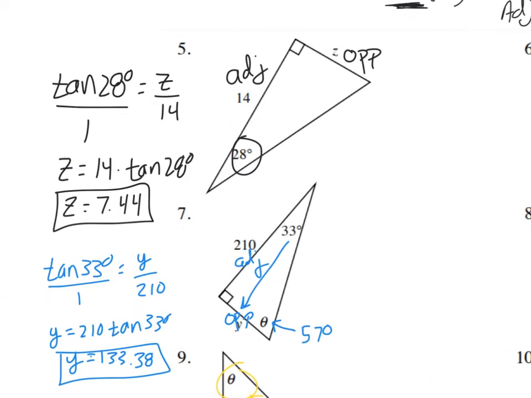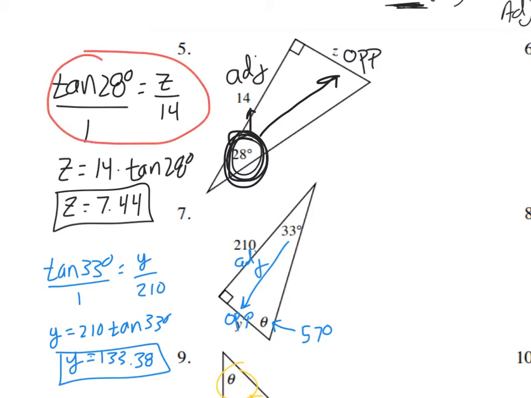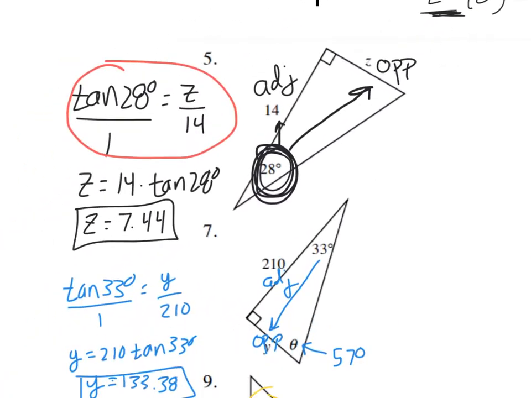So in the first problem, I identified this 28 degrees down here. The side length across from that is not the hypotenuse, that is the opposite leg. The side length that is next to it is the adjacent leg. So you need to identify those values. Then I set up this ratio over here, which is our tangent ratio. I said the tangent of 28 degrees is equal to z, the opposite leg, divided by 14, which was the adjacent leg. Then from that point I cross multiplied and solved. Remember, in your calculator you should type in tan 28 and then just hit enter. 14 times tan 28 should give you 7.44.